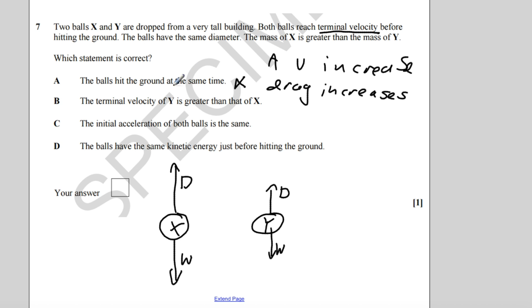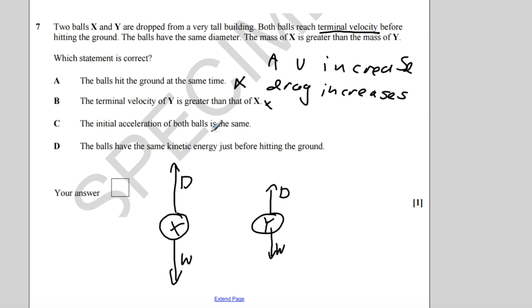So where it says the balls will hit the ground at the same time, we know that that's not true. The terminal velocity of Y is greater than that of X, and so we know that that one's not true, because we said that the terminal velocity of X will be greater because it needs to reach a greater velocity to overcome or to balance out the downwards weight with the drag force.